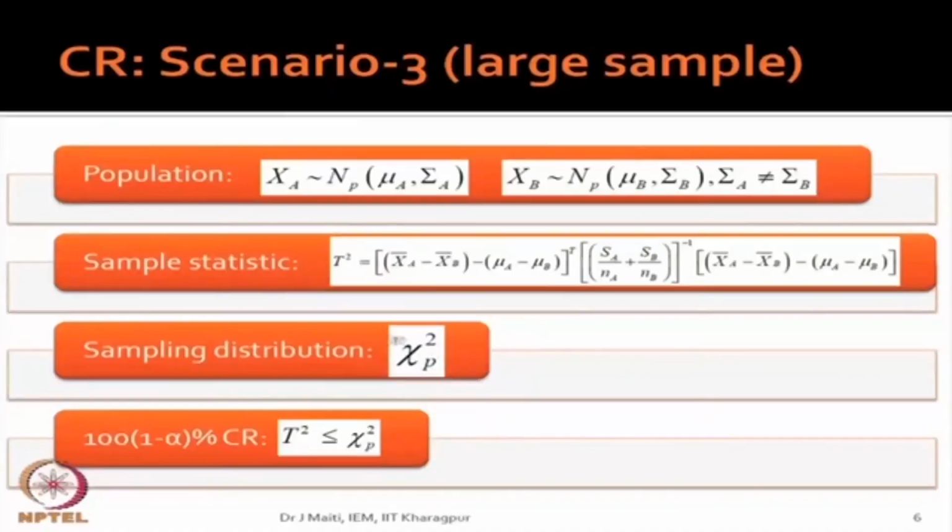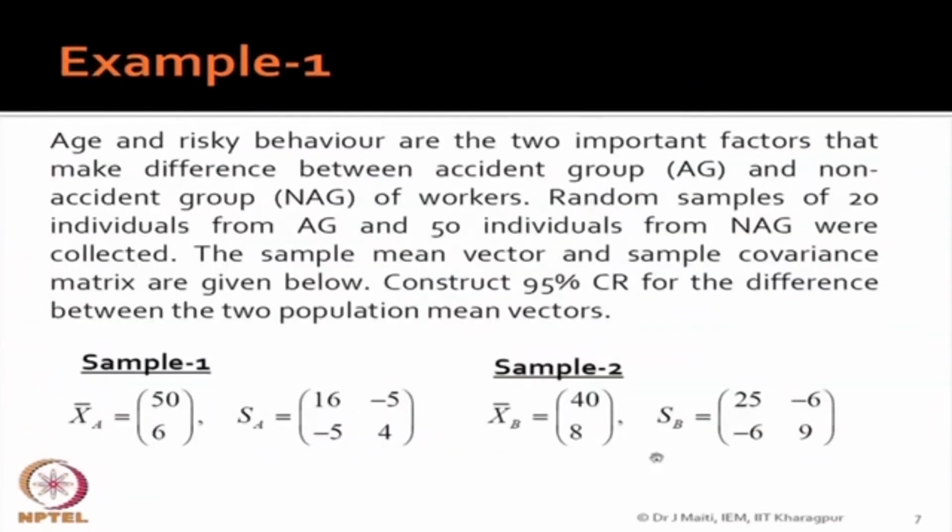That is the large sample, and in the large sample case, you will use the chi-square distribution. This is for the confidence region. Now, this is one example, and it is data I have just arbitrarily given, but we have done one study in some coal mines. This is a real application I am telling you. These data are not from that real application, but we have done a similar application.